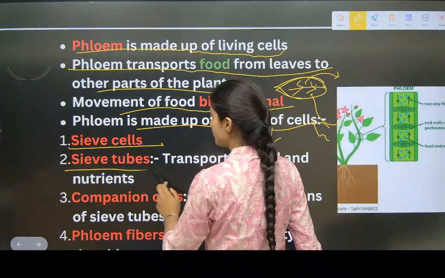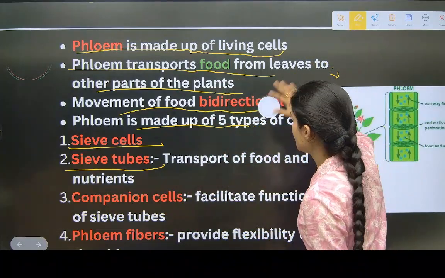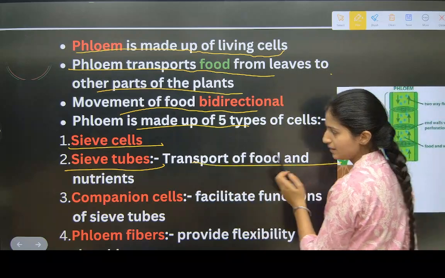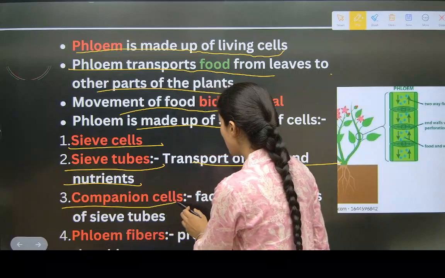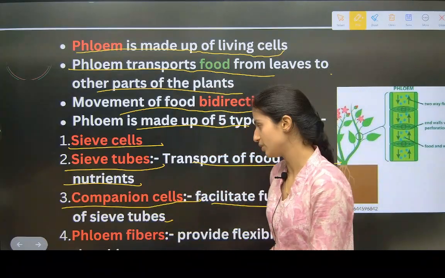Sieve cells, sieve tubes. What do sieve tubes do? They transport food and nutrients. Only one function, the transport of food and nutrients. Companion cells facilitate the function of sieve tubes.